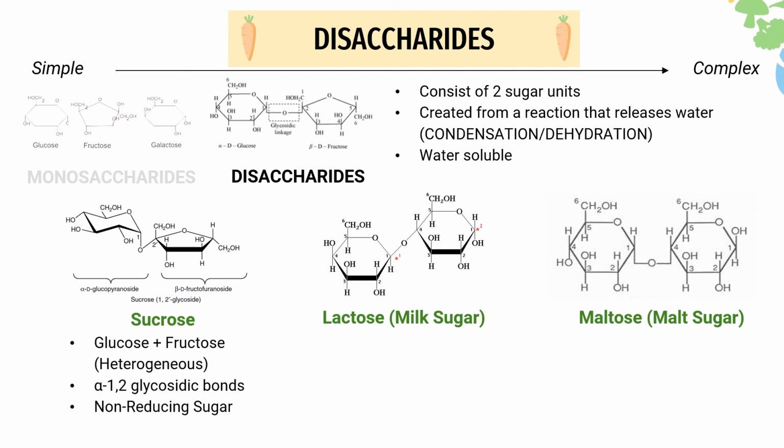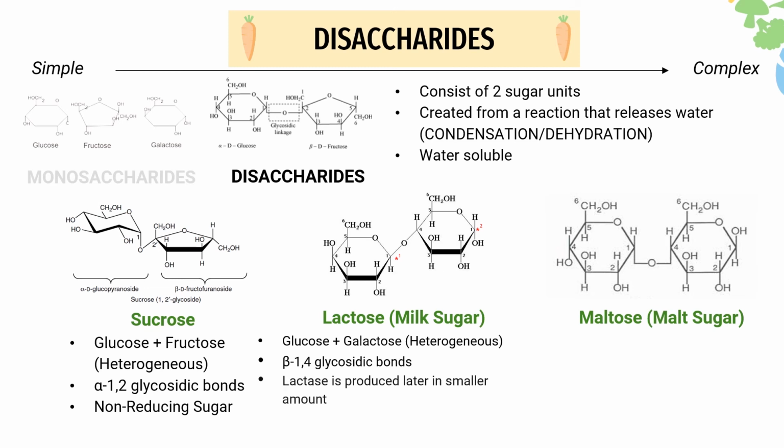Just like sucrose, lactose is an example of heterogeneous disaccharides, as this is a result of two different monosaccharide condensation reactions. Lactose came from glucose and galactose that are connected through beta-1,4 glycosidic bonds. Digestion of lactose requires lactase enzyme, a class of beta-glucosidase enzyme that is produced in the liver later in life and in relatively smaller amount than alpha-glucosidase enzyme.